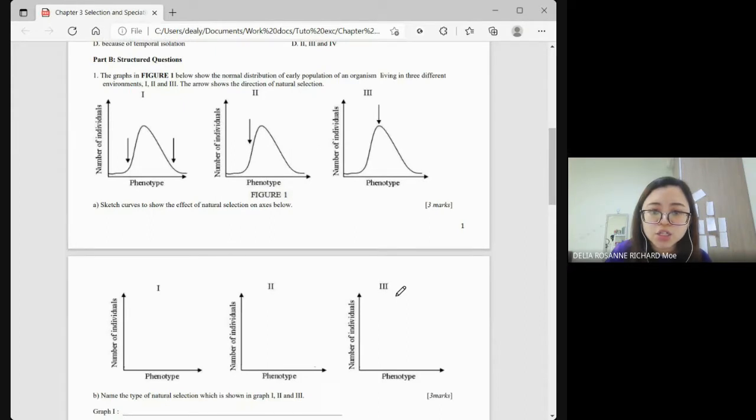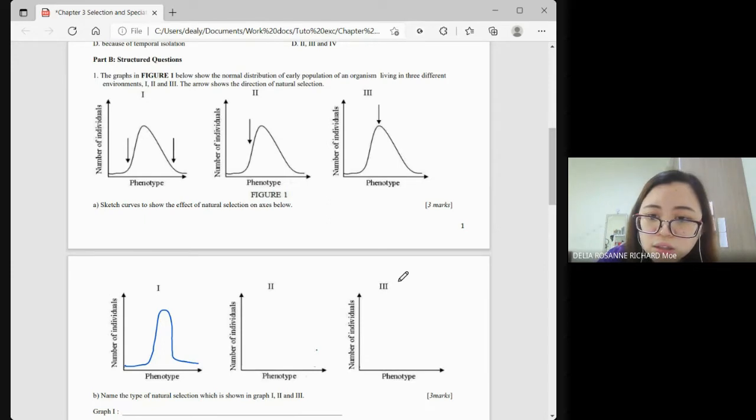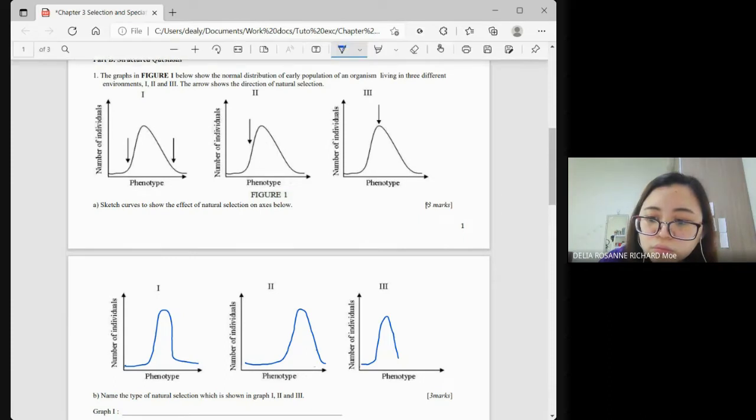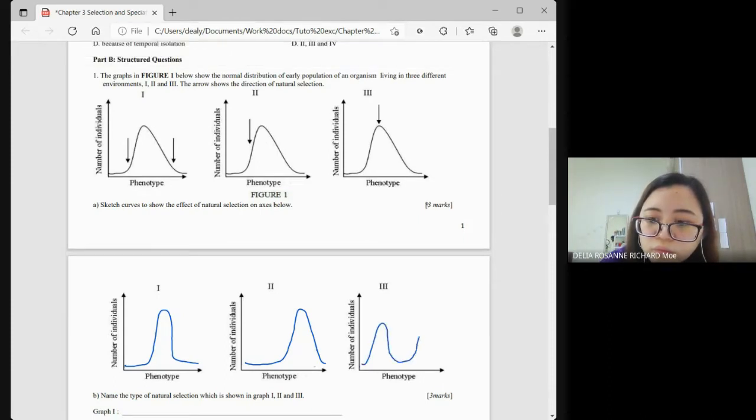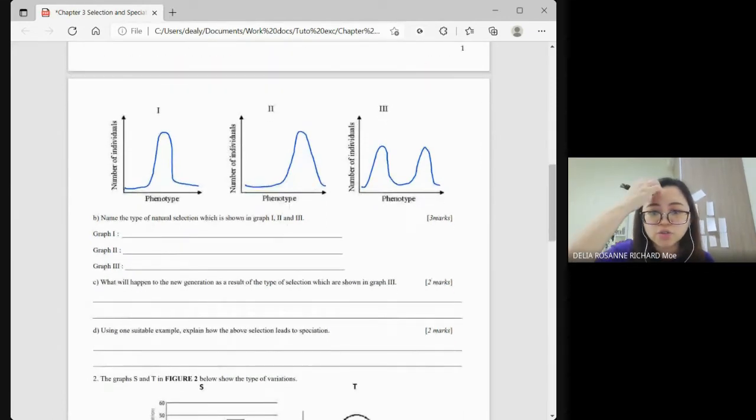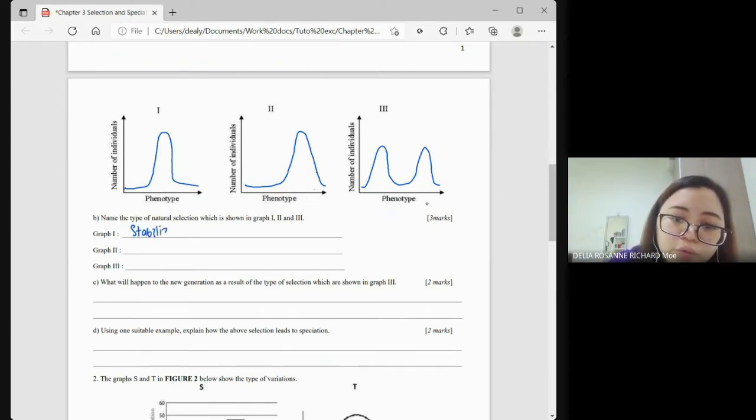And question A, sketch curves to show the effect of natural selection on the axes below. I'm going to draw. You see if your graph is correct. This one, you should have more. Okay, something that looks like that. The second one, it should be ke kanan sikit graph dia. The third one should be like that. I hope your graphs are correct. And then you name the type of natural selection, which is shown in graph 1, 2, and 3. Tell me if you have a problem with these answers.